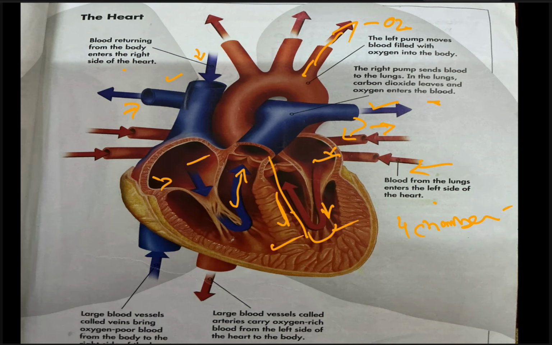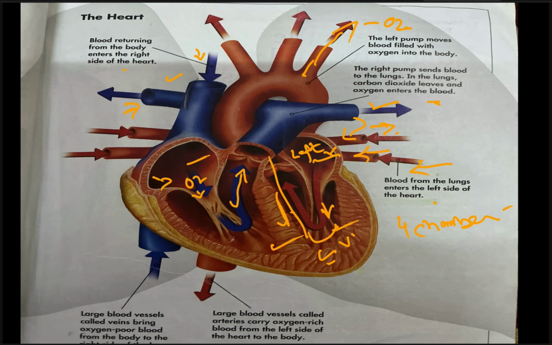The right atrium receives oxygen-deficient blood. It goes to the right ventricle, and from the right ventricle it goes to the lungs, and from the lungs it brings back oxygen-rich blood to the left atrium, and from the left atrium it goes to the left ventricle, and from the left ventricle it goes to the aorta.